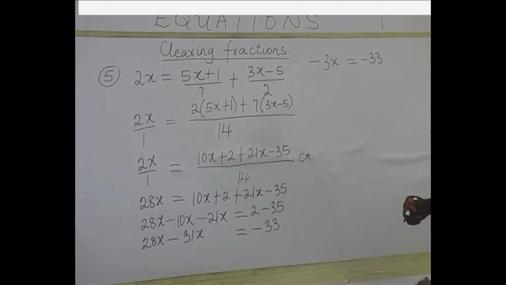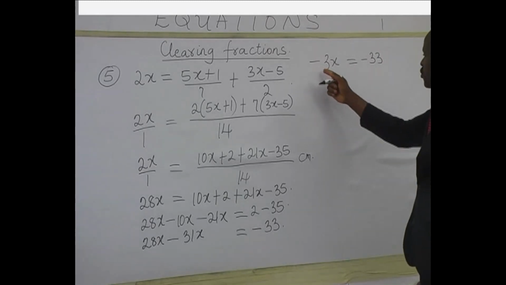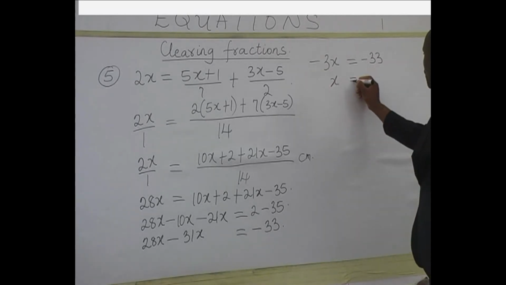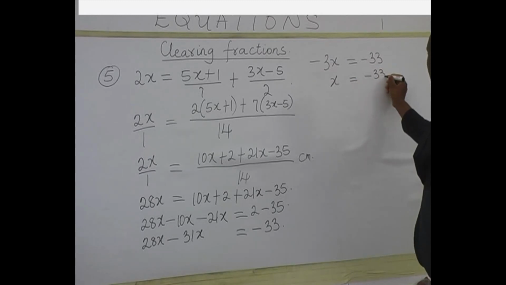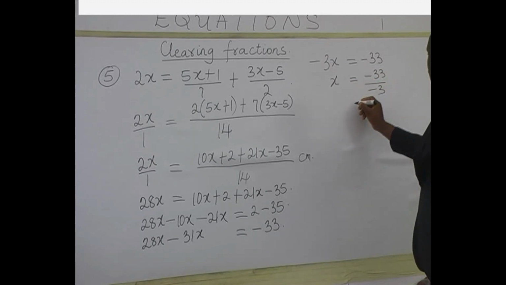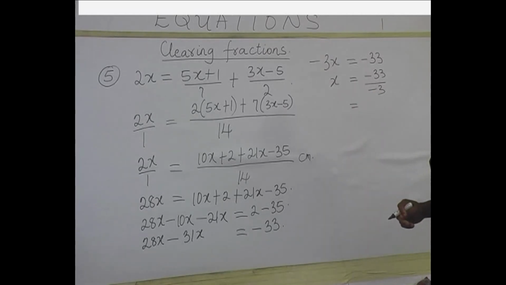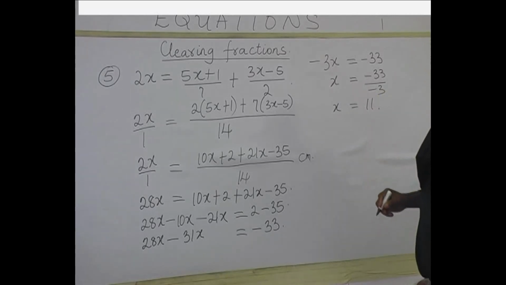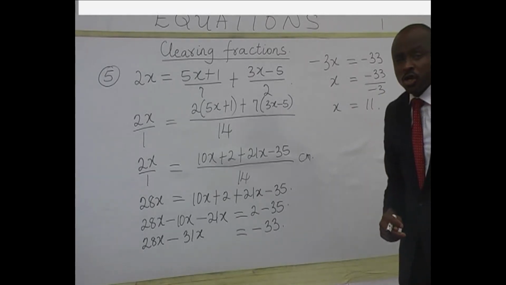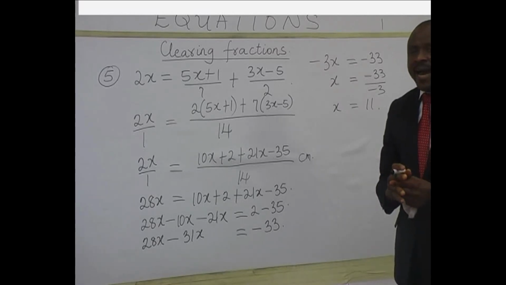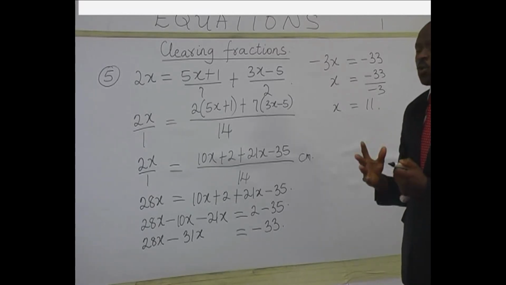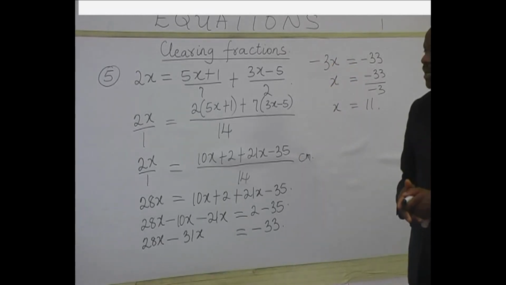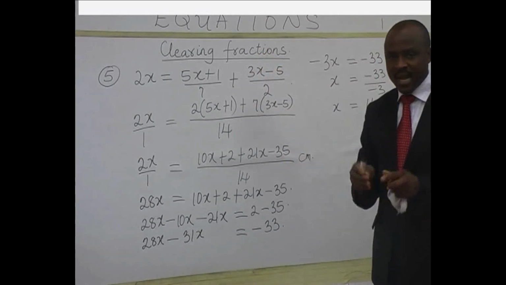Now divide both sides by minus 3, so as to eliminate minus 3 from the left hand side of the equation. We'll be left with x in the left hand side, which will be equal to minus 33 divided by minus 3. And if you use minus 3 to divide minus 33, you'll be left with 11. Plus 11 now becomes the solution to that equation. That puts an end to all we need to know in the sub-topic clearing fractions as at this level.